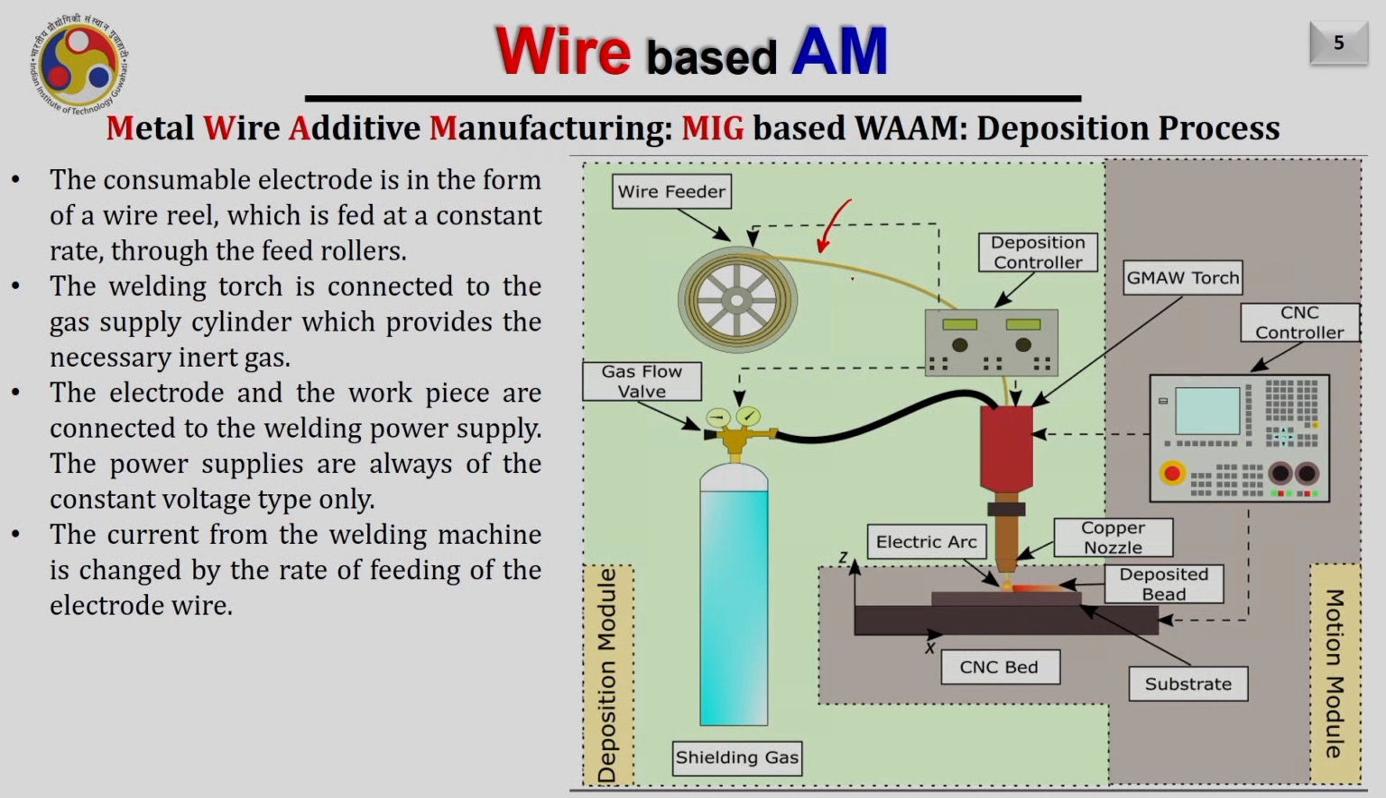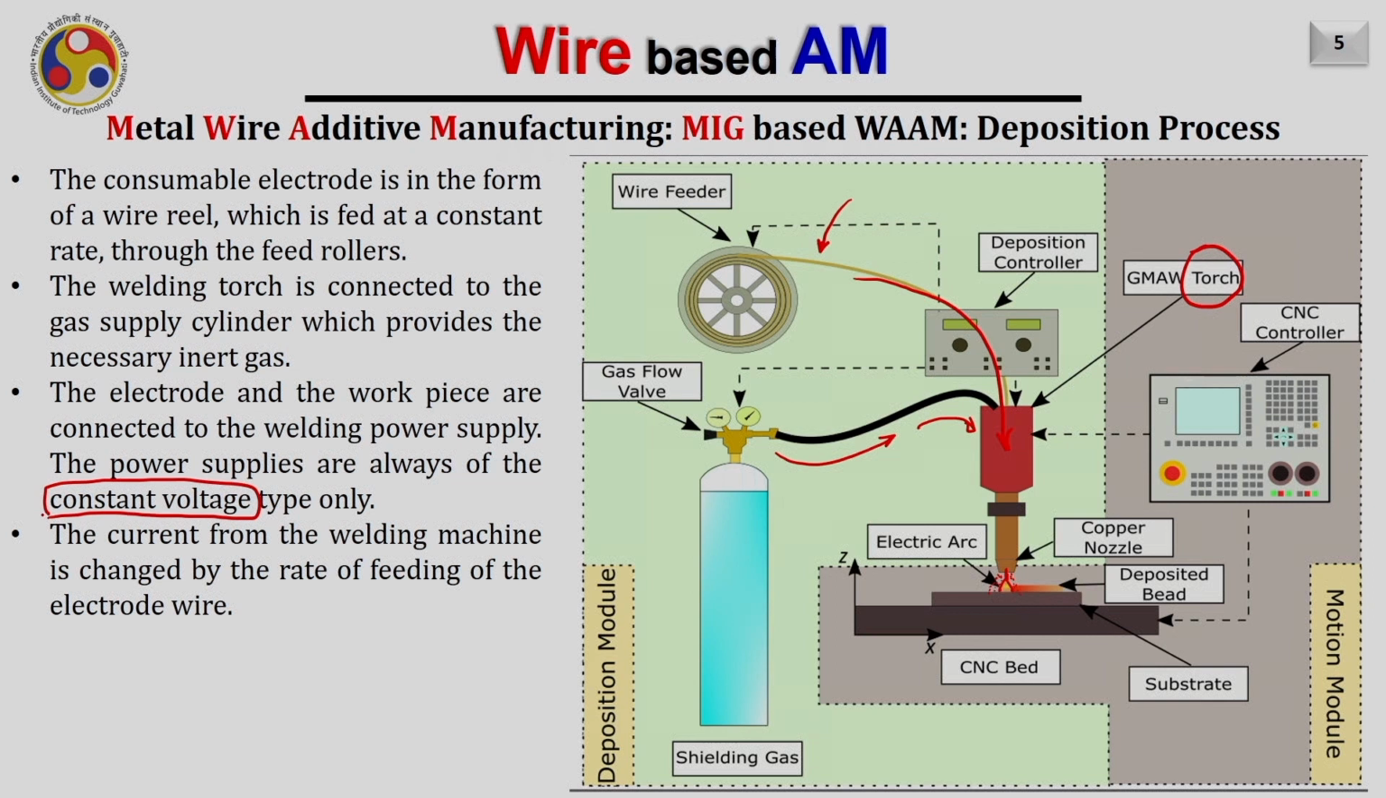This wire is fed continuously into the welding torch, and that is written here. The welding torch is connected to a gas supply cylinder which provides the necessary inert gas. So, you can see that this is the supply for the inert gas, and when the wire is coming out from here and creating the arc, this shielding gas provides the shield to this molten pool to protect it from the outside gases such as oxygen and prevent it to get oxidized immediately. The electrode and workpiece are connected to the welding power supply, and the power supplies are always, in this case, of constant voltage type.